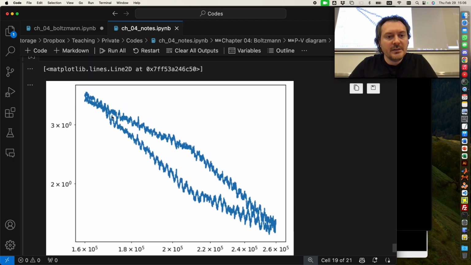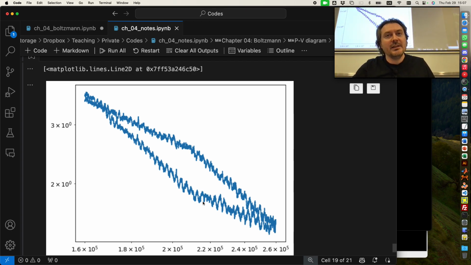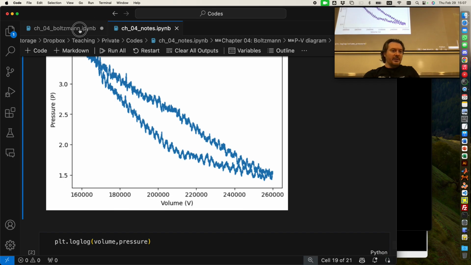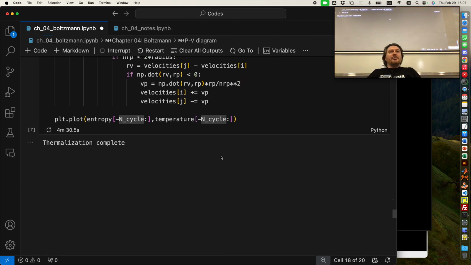It's a straight line. Then the slope of the straight line seems to be twice, right? -1, then -2, then -1 again, then -2 again. So everything checks out, and we are happy. It's still running. So any questions?